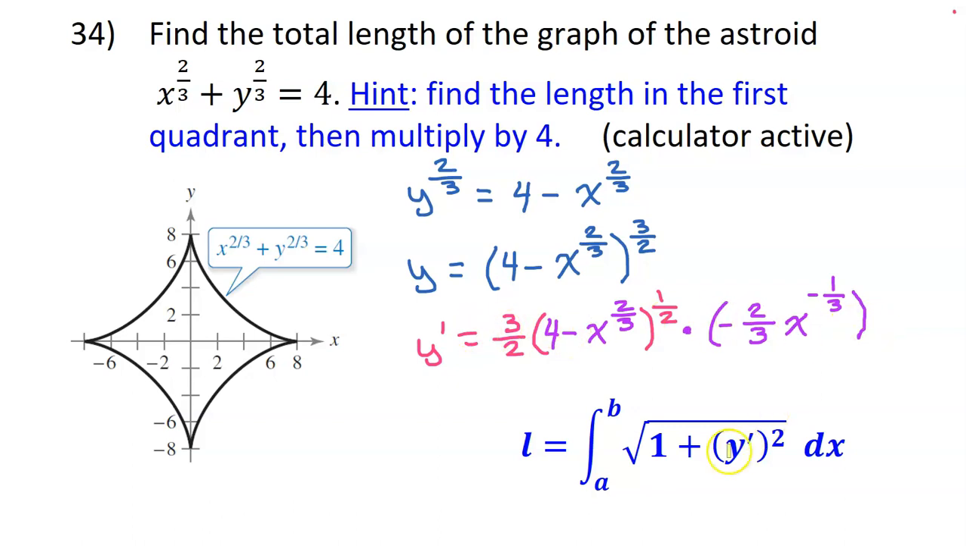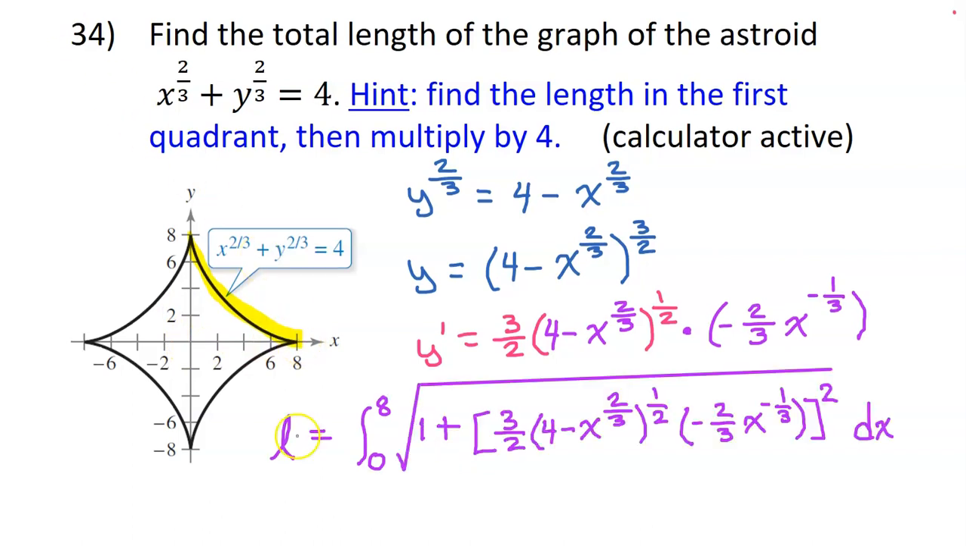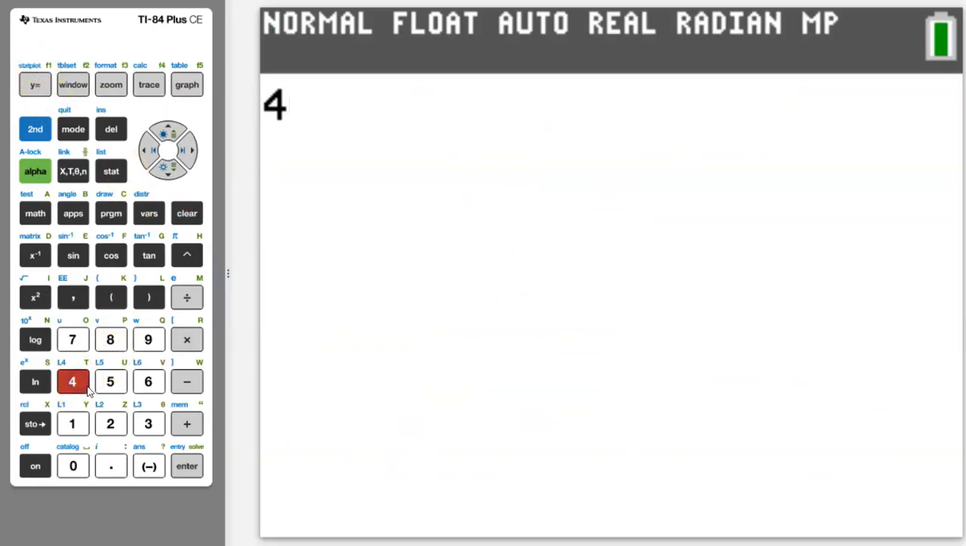This entire expression goes right here in the arc length formula. The portion of the asteroid in the first quadrant goes from x equals 0 to x equals 8. So this is an expression for the arc length in the first quadrant, but the length of the entire asteroid will be 4 times this. So I just put a big old 4 in the front. All we have to do now is type this into the calculator. So here's the big old 4.